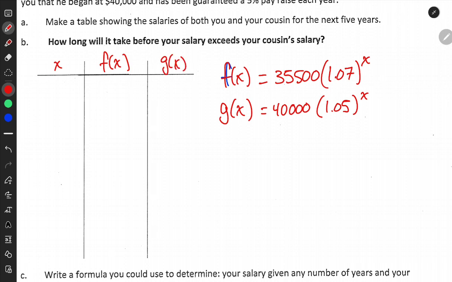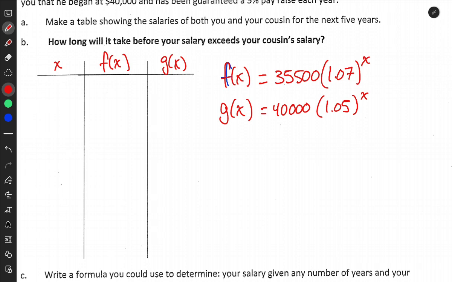Now, a little thing that's interesting here. Your cousin has been working at this place longer than you, right? So by the time you're there, he would have already had three pay raises. So certainly he started with $40,000, right? But he's not at $40,000 when you're at $35,500.